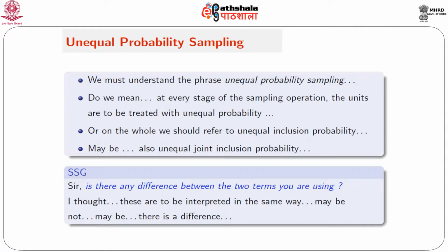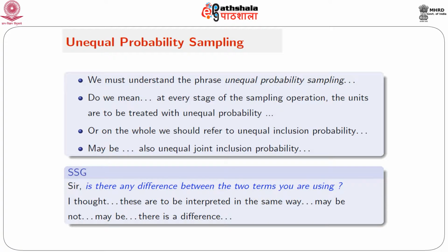We must understand the phrase unequal probability sampling. Do we mean at every stage of the sampling operation the units are to be treated with unequal probability, or on the whole we should refer to unequal inclusion probability, maybe also to unequal joint inclusion probability? That's a good question. Let's try to understand again.